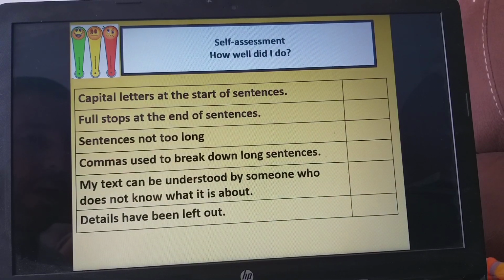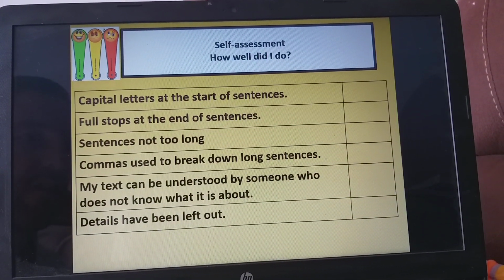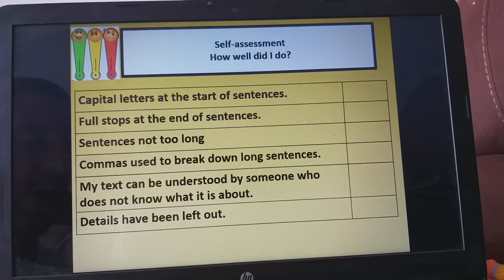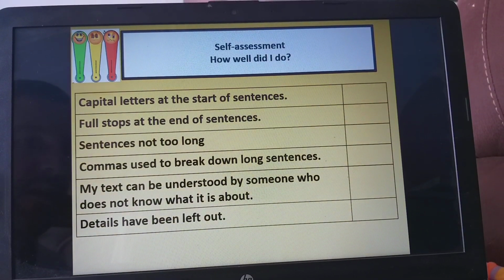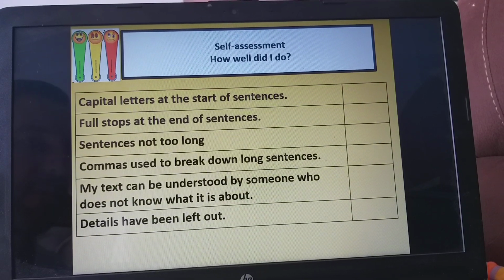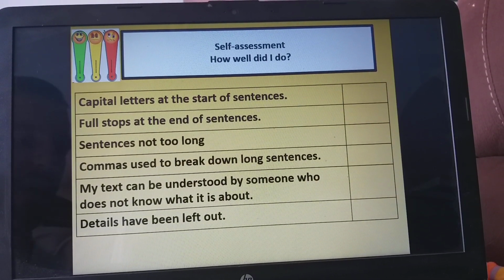Really important, all right, is my text can be understood by someone who does not know what it is about. So in other words, you should be able to give this to somebody who hasn't read it before, and they should immediately be able to read your summary and know what you're talking about. And lastly, details have been left out. All right, so in other words, you don't need to include loads and loads of extra details in there. You just want the main idea.